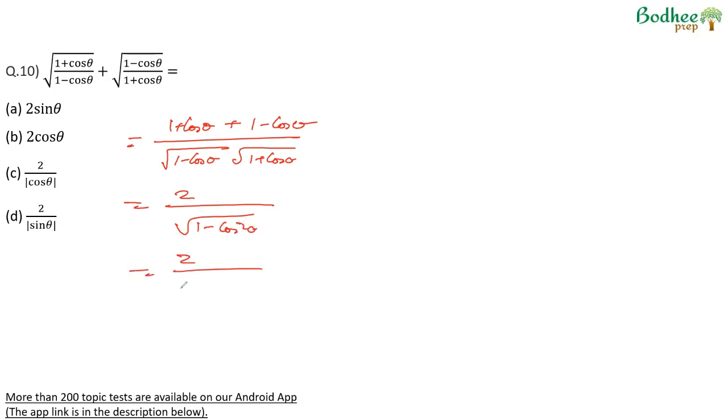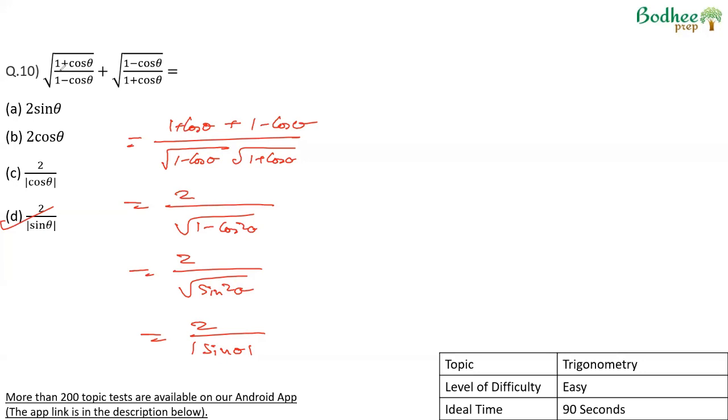2 upon root of 1 minus cos square theta, which is sine square theta. And root of sine square theta will be nothing but mod of sine theta. Depending on where theta is, we might get a positive or a negative sign. And therefore, option D becomes the answer to this question. Easy question, straight forward multiplying. Taking LCM and multiplying. From there, it's just one identity. So not more than a minute and a half to solve.